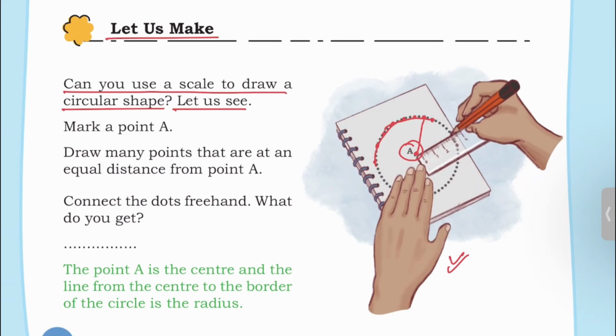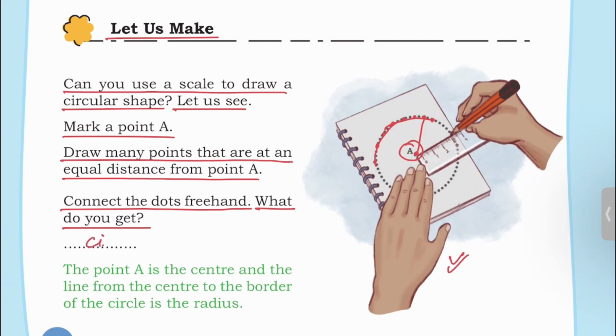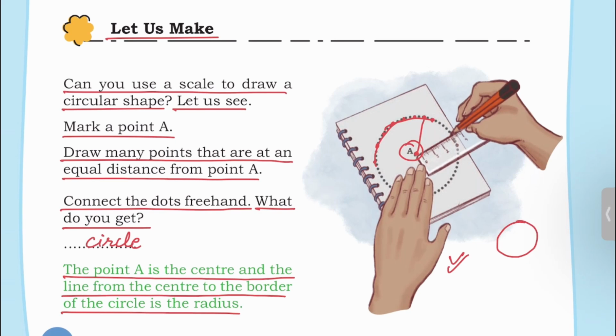Steps have been given here. Mark a point A. Draw many points that are at an equal distance from point A. Connect the dots freehand. What do you get? You will get a circle. The point A is the center and the line from the center to the border of the circle is the radius. Suppose this is the circle and this is the center, then the distance from the center to the circle is the radius.